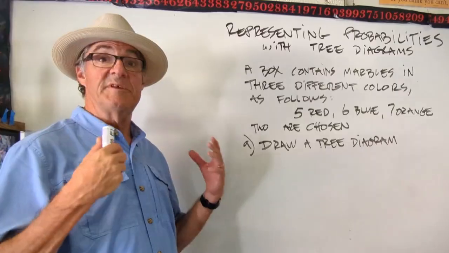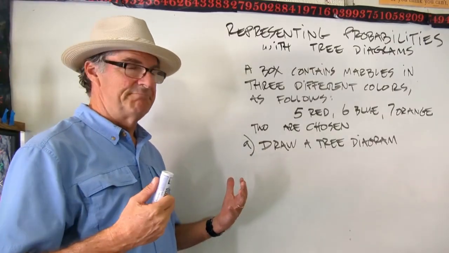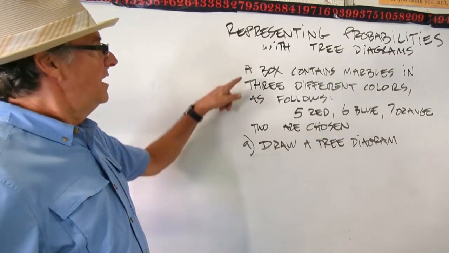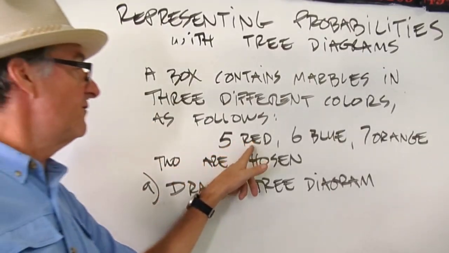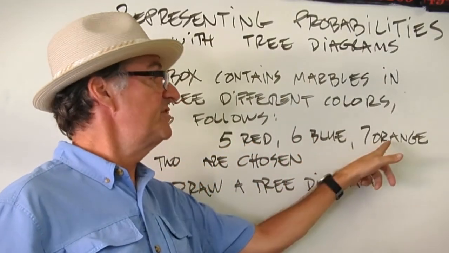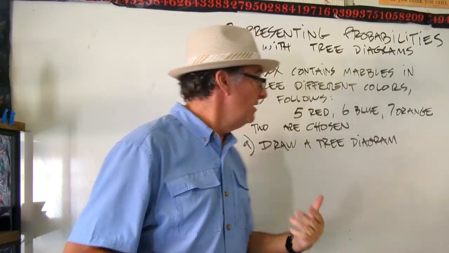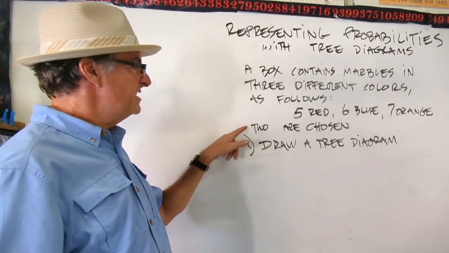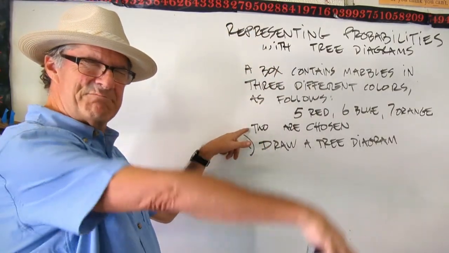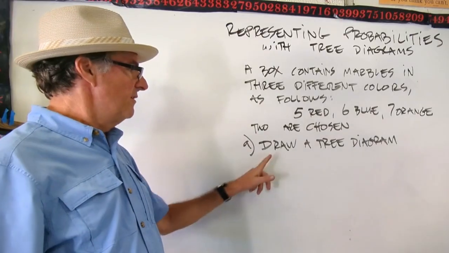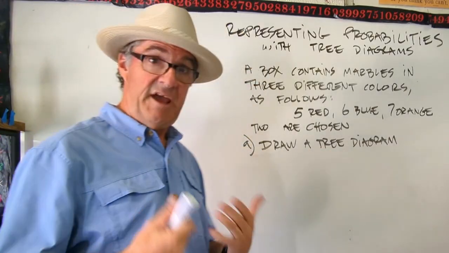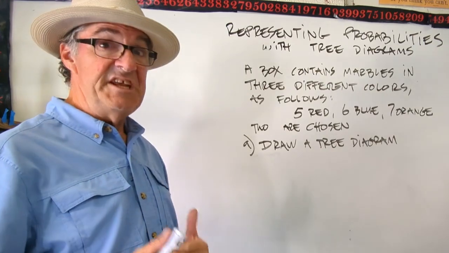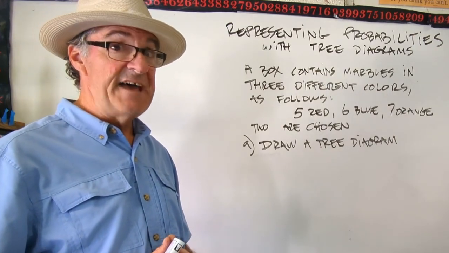Okay, here's another probability tree problem. The box contains marbles in 3 different colors, as follows. There's 5 red marbles, 6 blue marbles, and 7 orange marbles, okay? And in this problem, we're gonna take 2. So we're gonna reach into that bag and pull out 2. First prompt, draw a tree diagram. Okay, so pause the video and do just that.